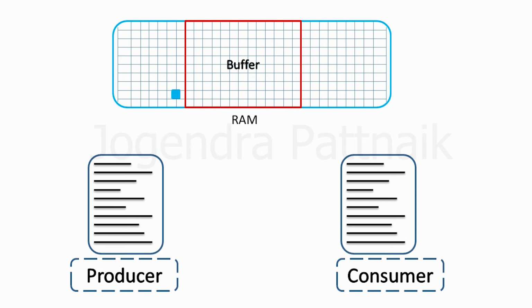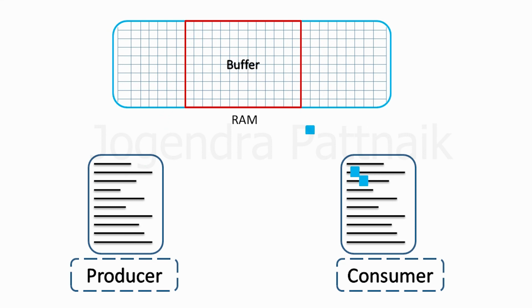To allow producer and consumer processes to run concurrently, we must have available a buffer of items that can be filled by the producer and emptied by the consumer. This buffer will reside in a region of memory that is shared by the producer and consumer processes. A producer can produce one item while the consumer is consuming another item. The producer and consumer must be synchronized so that the consumer doesn't try to consume an item that has not yet been produced. Two types of buffers can be used.